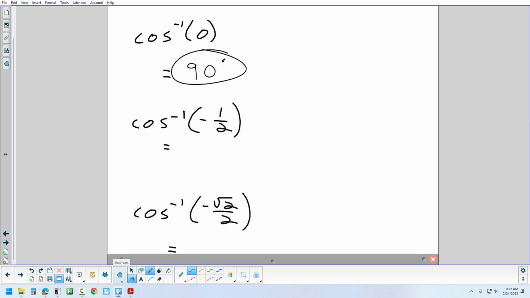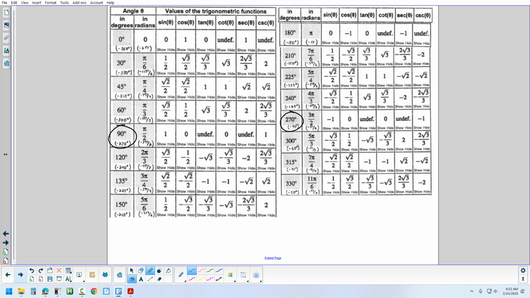All right, let's try inverse cosine of negative 1/2 and inverse cosine of negative root 2 over 2. So I'm going to let you guys write those down first, and then I'm going to put the chart up. And I want you to try those two. So negative 1/2, negative root 2 over 2. Let's see if you can take a minute and figure out those two.